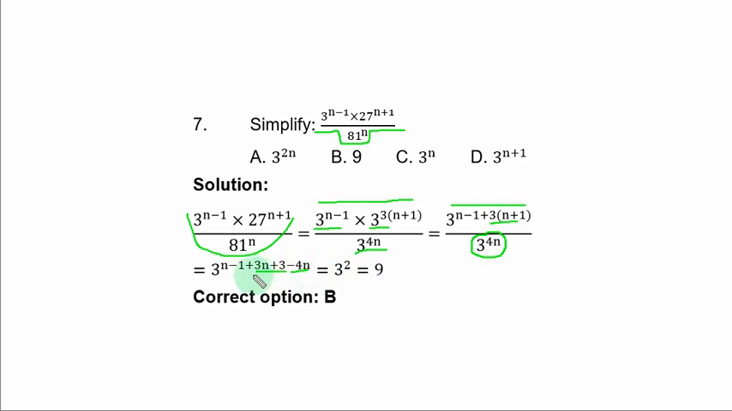Now this is what happened. n plus 3n is 4n. That will take care of minus 4n. You are left with minus 1 plus 3. Minus 1 plus 3, and that is 2. So you have 3 power 2 equal to 9. B is the correct option.